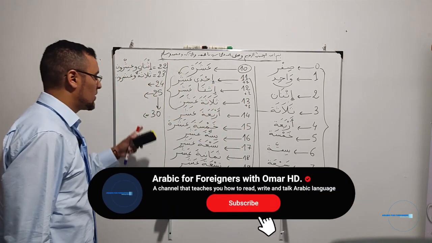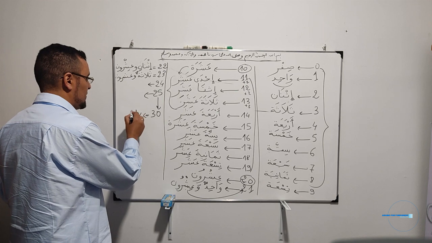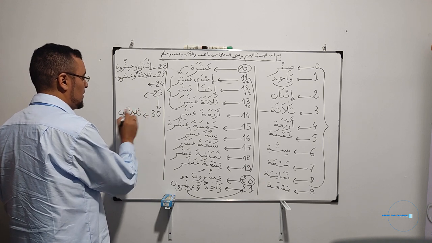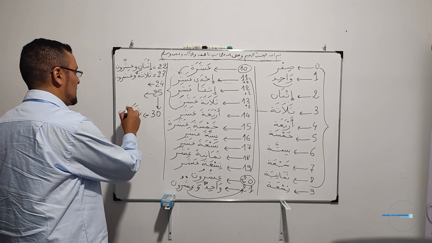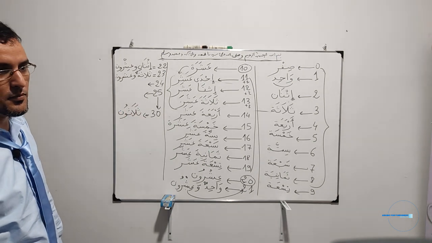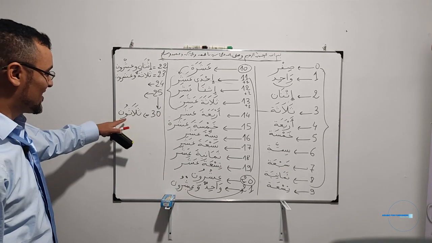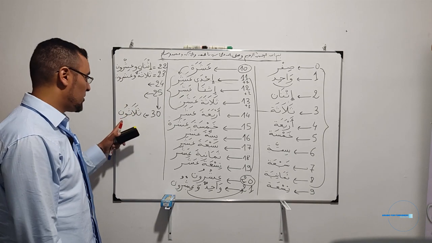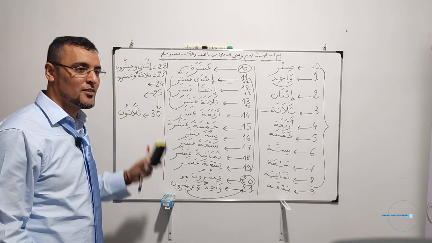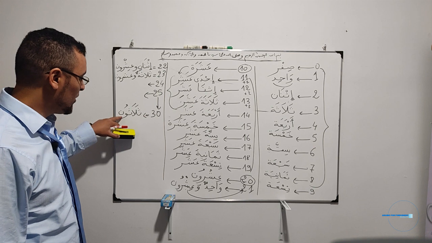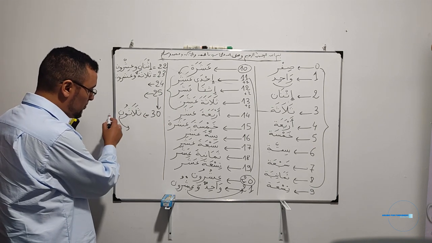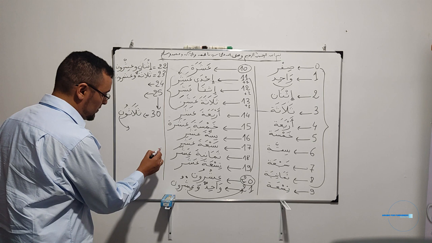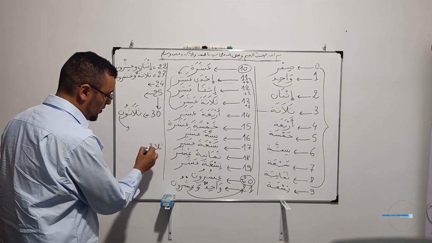Good. This is extension. Thalathun. We stop it here. Thalathun. But if this word is followed by other words, thalathuna rajula, 30 men.